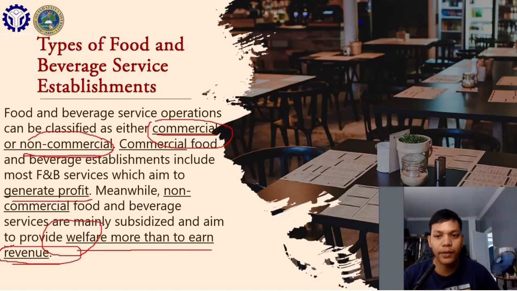So once you graduate in this particular program, you are expected to work in a commercial food and beverage establishment or any hotel or resort.